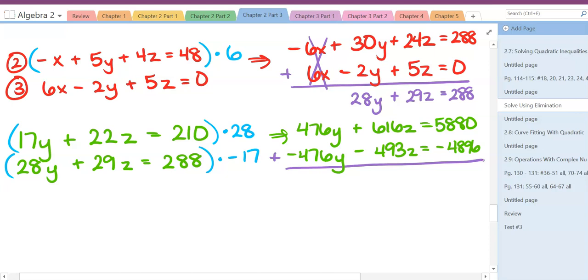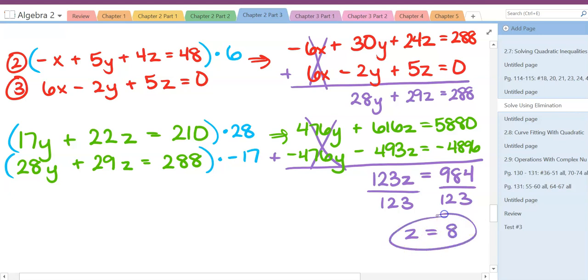So my y's cancel. Those are gone. So I take 616 plus a negative 493, or 616 minus 493. I get 123z, and then 5,880 minus that 4,896, I get 984. When I divide by 123, I get 8. So z equals 8. So we're back down to a smaller number.